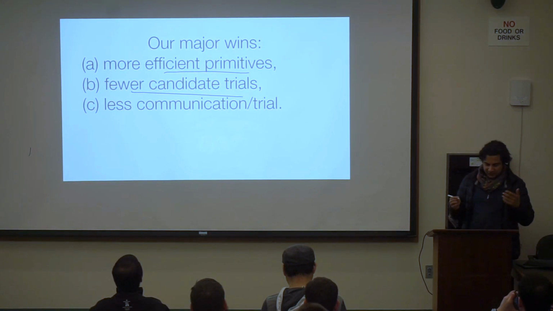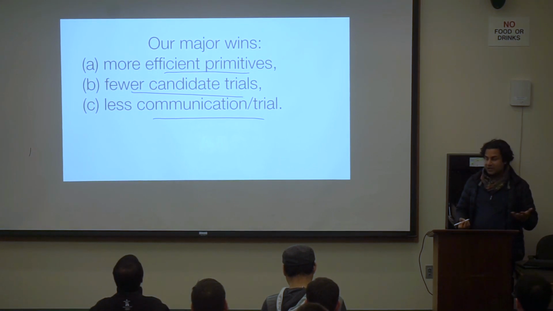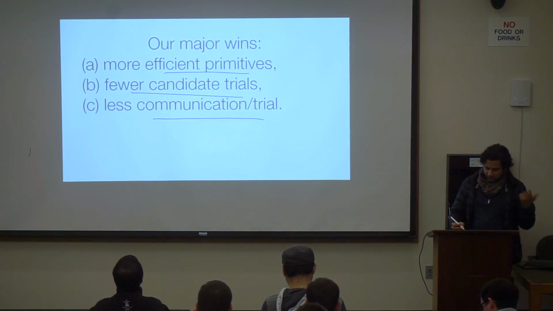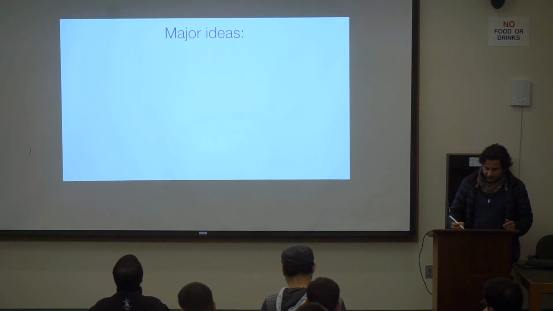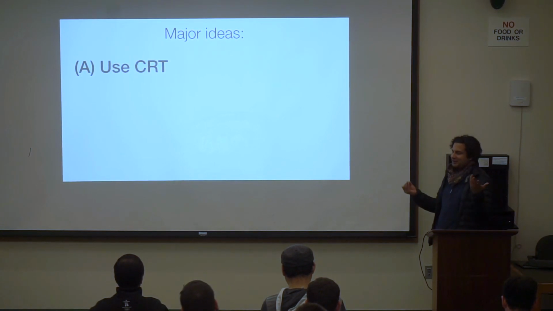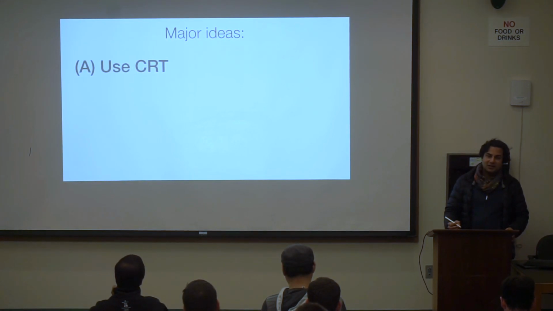So we have some observations that allow far fewer candidate trials. And finally, we're attempting to achieve less communication per trial. Those three things are what get us improvements over the status quo work. The major ideas come from two very simple observations, which nobody seems to have used, but we are using them aggressively. The first is the Chinese remainder theorem.